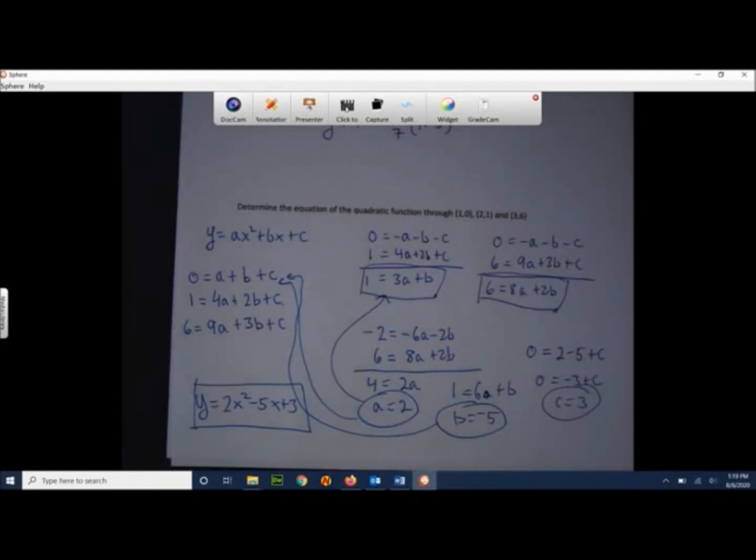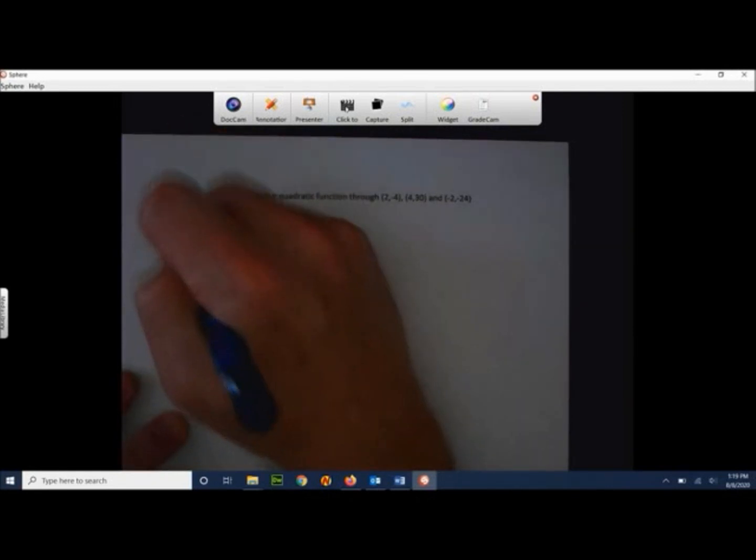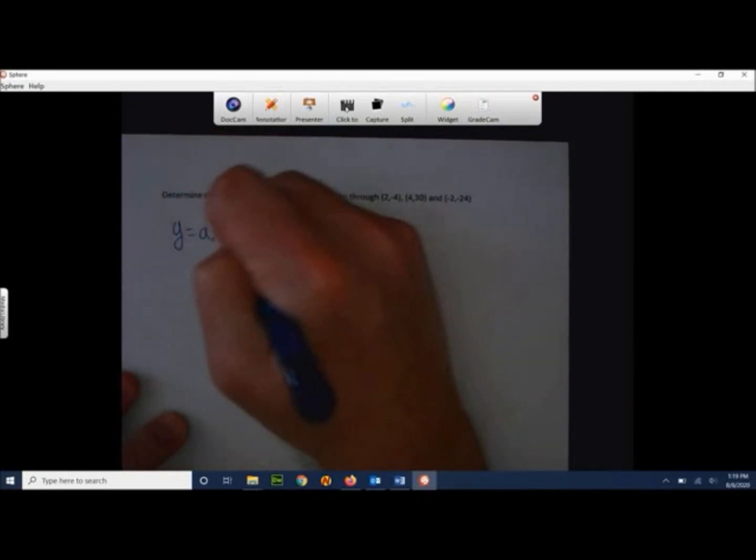All right, and let's do one more of those, and we'll call this section good. Pretty much the exact same thing. Determine the equation of a quadratic function, and it gives us 3 points. All right, so we're always going to start with y equals ax squared plus bx plus c.